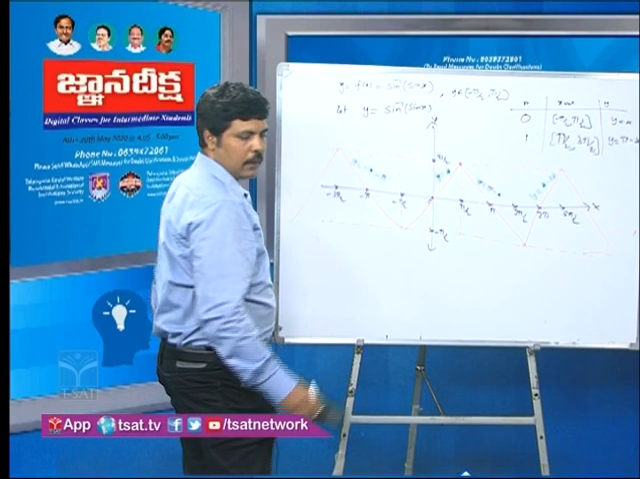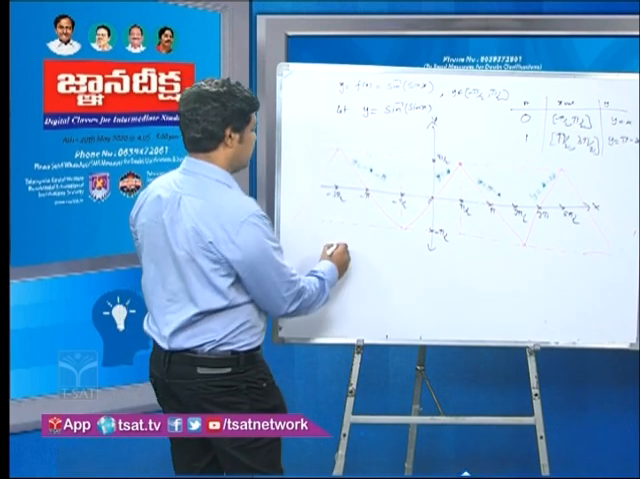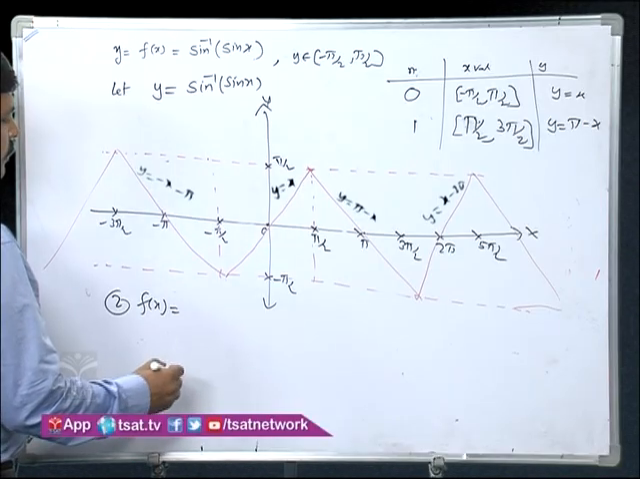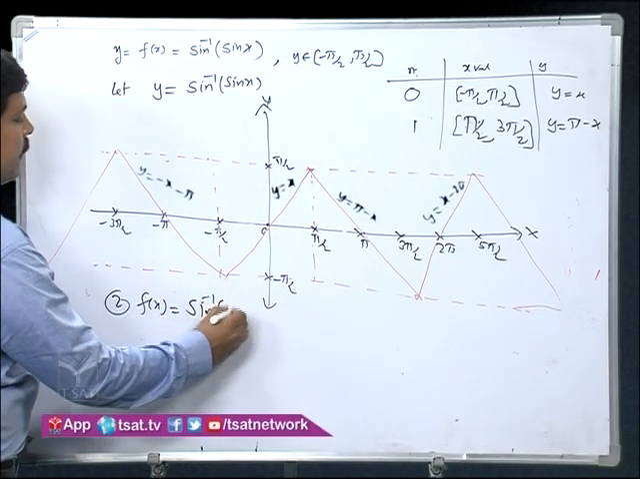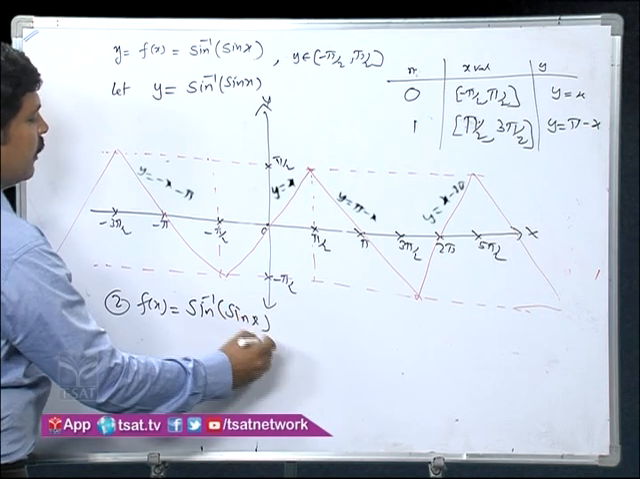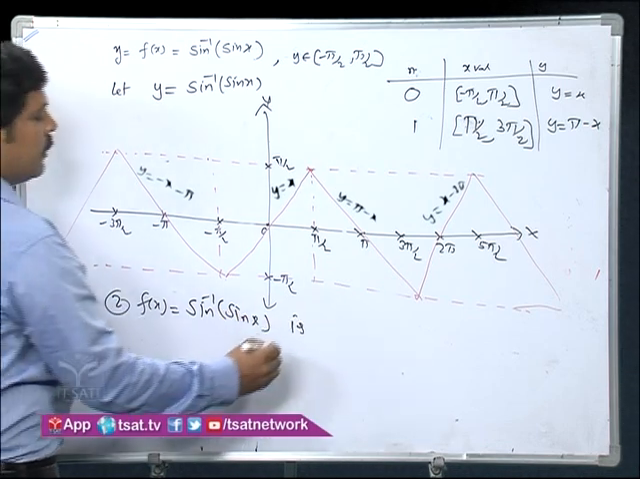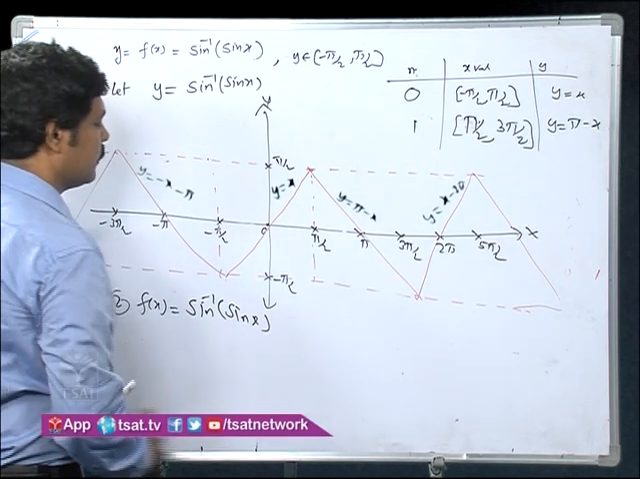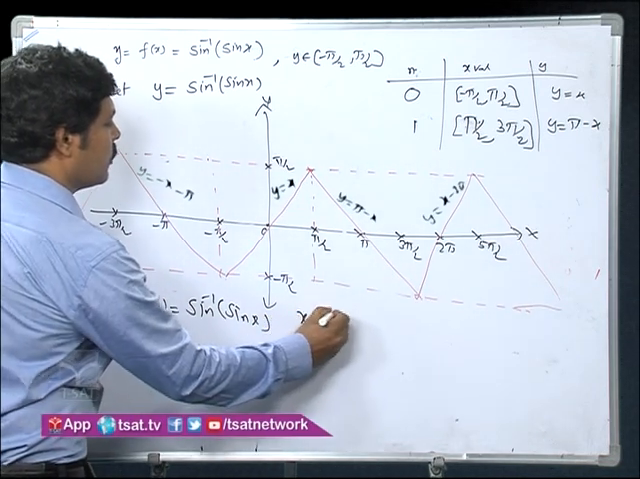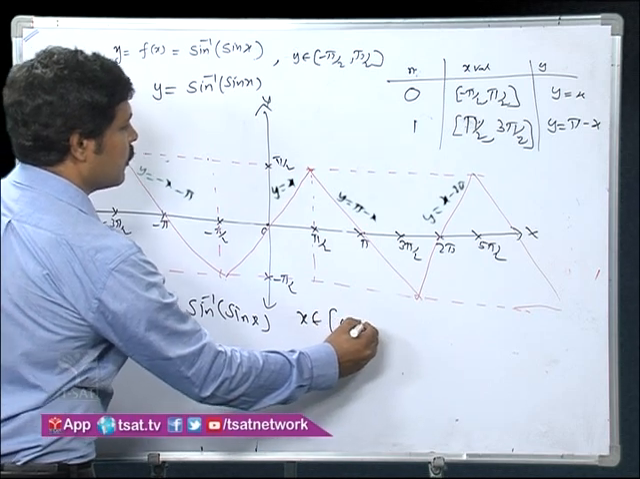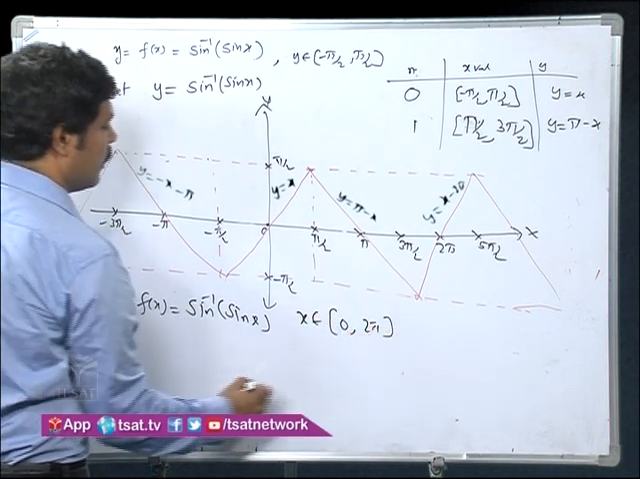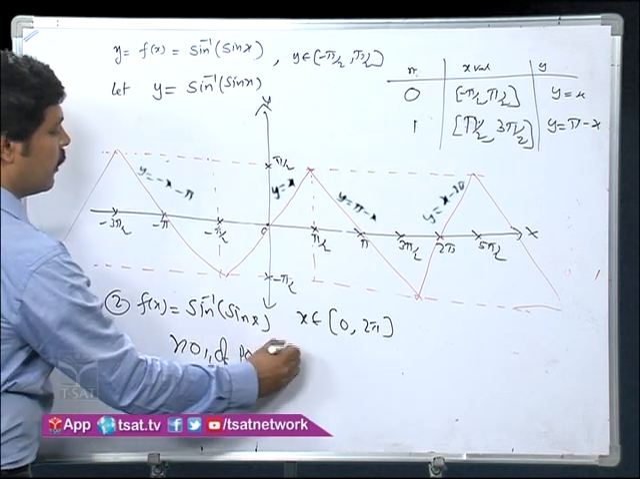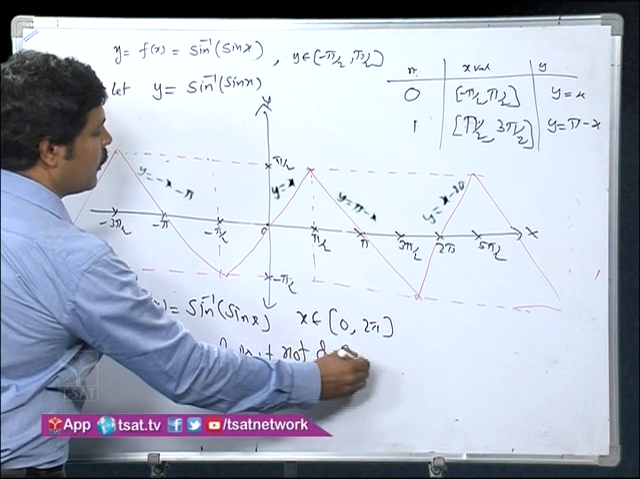Okay, next problem. f of x is equal to sin inverse of sin x. We need the number of non-differentiable points for x belonging to 0 to 2 pi.